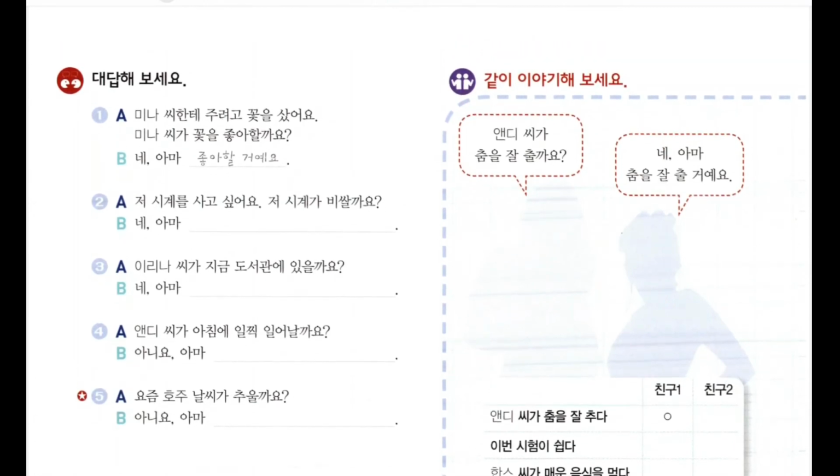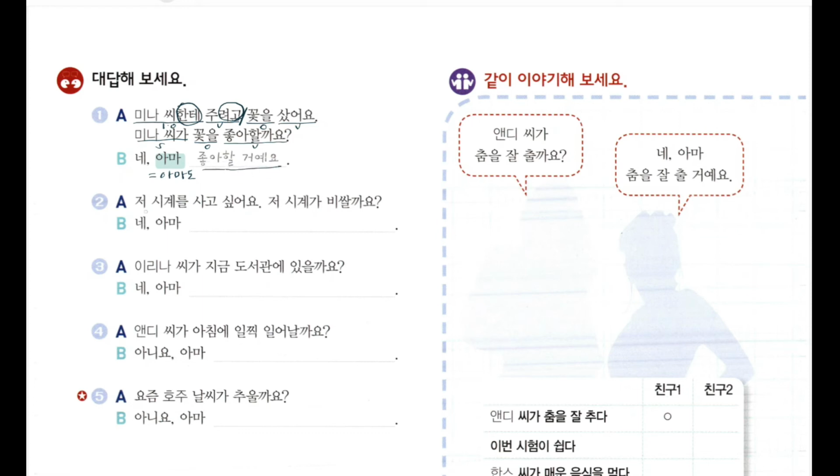자, 우리 exercise 갑시다. Please answer. 대답해 보세요. 1번. 미나 씨한테 주려고 꽃을 샀어요. I bought, this is the main clause, isn't it? I bought flowers in order to give to 미나. This is the indirect object. 미나 씨가 꽃을 좋아할까요? Do you think she likes flowers? 네, 아마 좋아할 거예요. 자, 아마 뭐예요? 아마 or 아마도, same meaning. Probably. Probably she will like it.